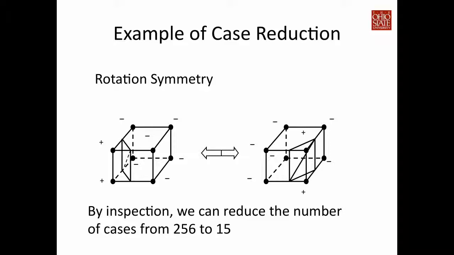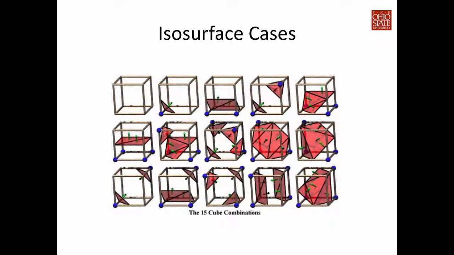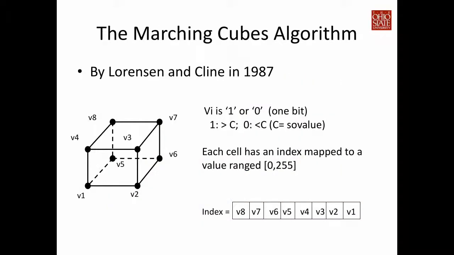If you go through all the 256 cases and identify value symmetry, rotation symmetry, and so on, you can reduce the cases down to 15. This is what the famous marching cubes algorithm discovered. Here I show all the 15 unique topological cases for isosurface intersections through a cube. Now let's look at the implementation of the marching cubes algorithm a little bit. This was originally proposed by Lorensen and Cline in 1987.